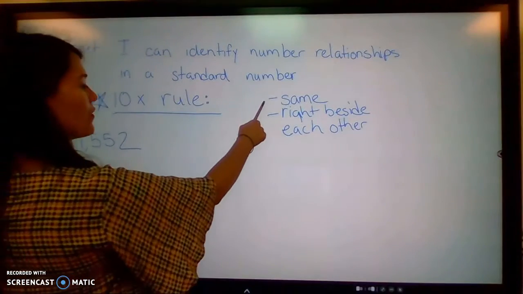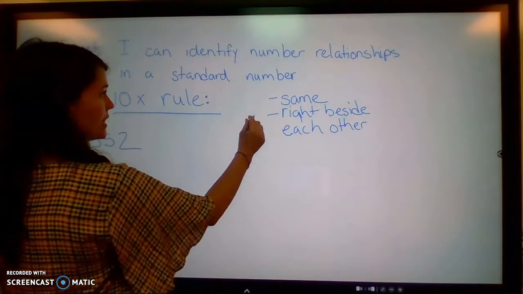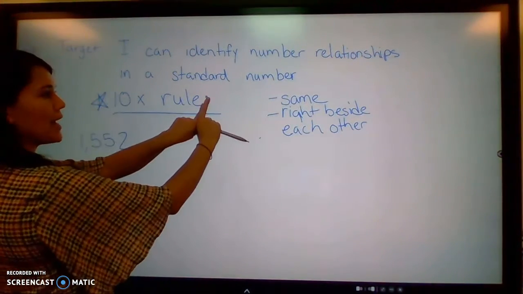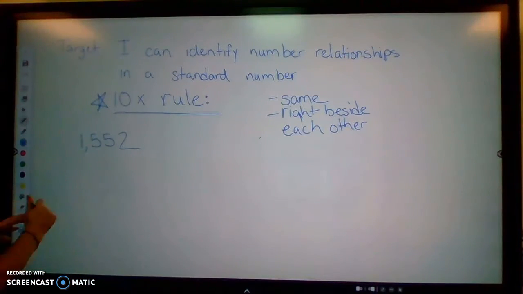So let's look to see if it follows the criteria. Do you see any numbers that are the same? Okay, I see 2 5s, only 1 1 and 1 2. They also have to be right beside one another. So I see these 5s are right beside one another. So it must be following our 10 times rule. But let's double check ourselves.